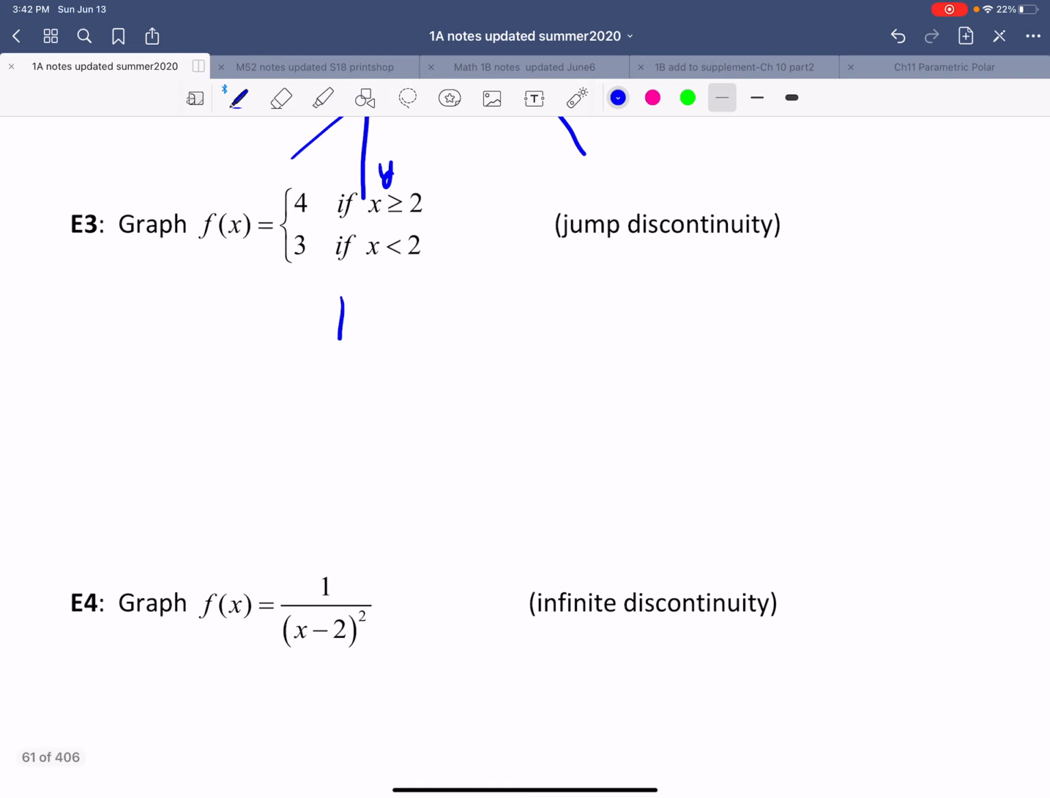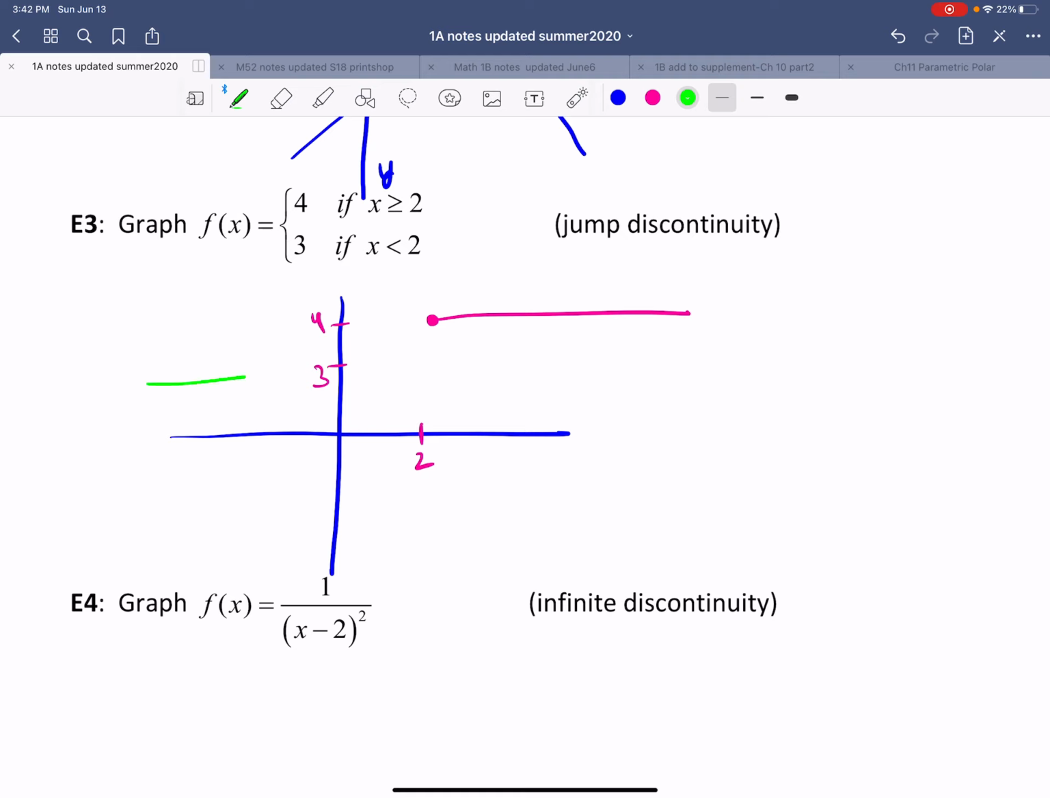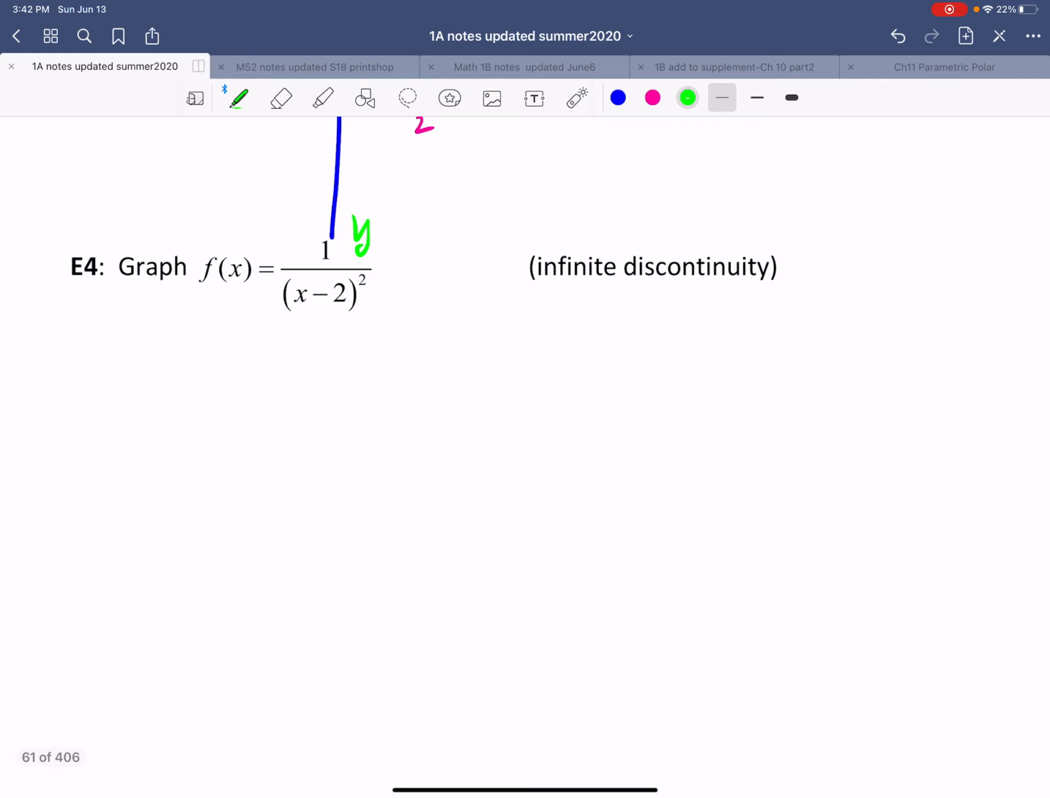Next, f of x is 4 when x is greater than or equal to 2. It's equal to 3 when x is less than 2. So this is where 2 is. This is where 4 is. This is where 3 is. So that's what we would have here. And when x is less than 2, the function value is equal to 3. All right, the y equals 3. F of x is equal to 4 when x is greater than or equal to 2. Make this line thicker.